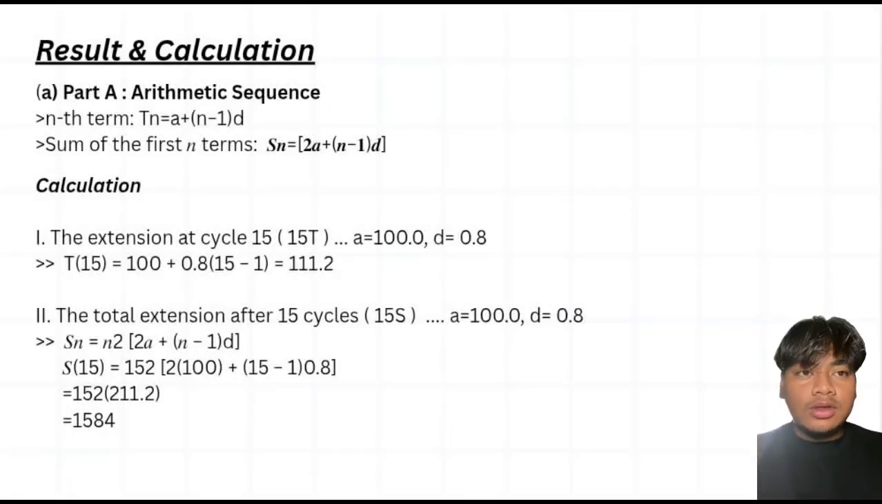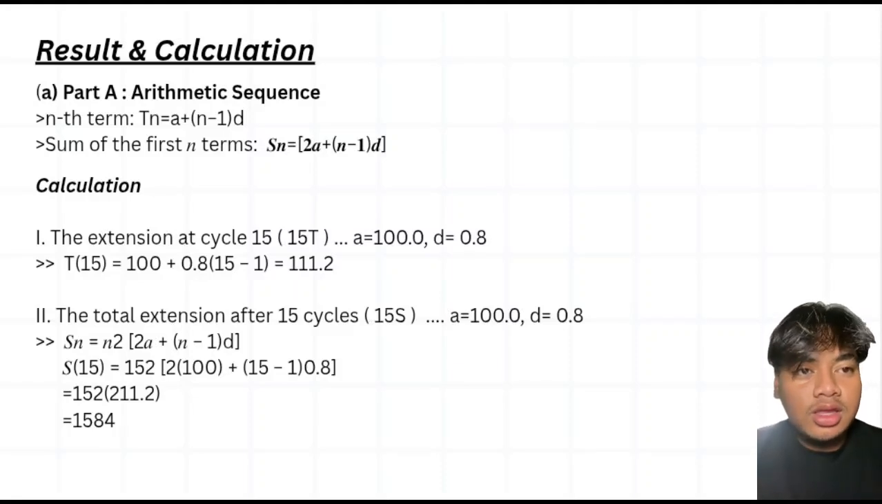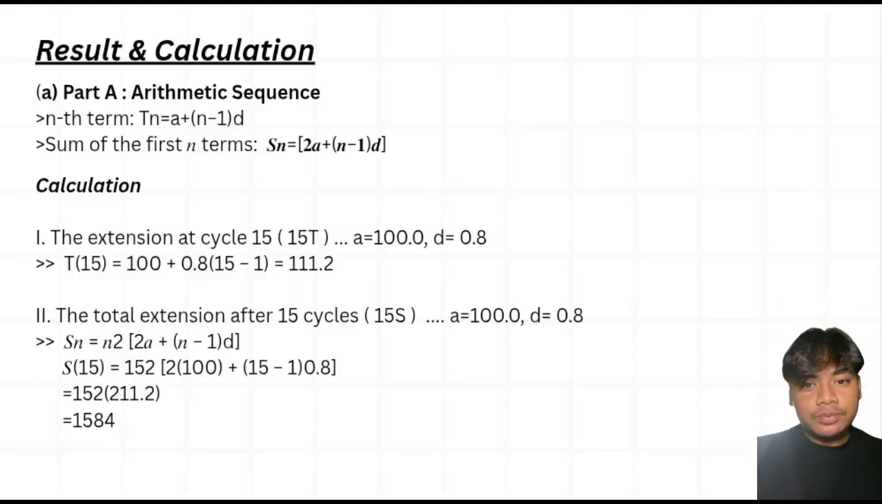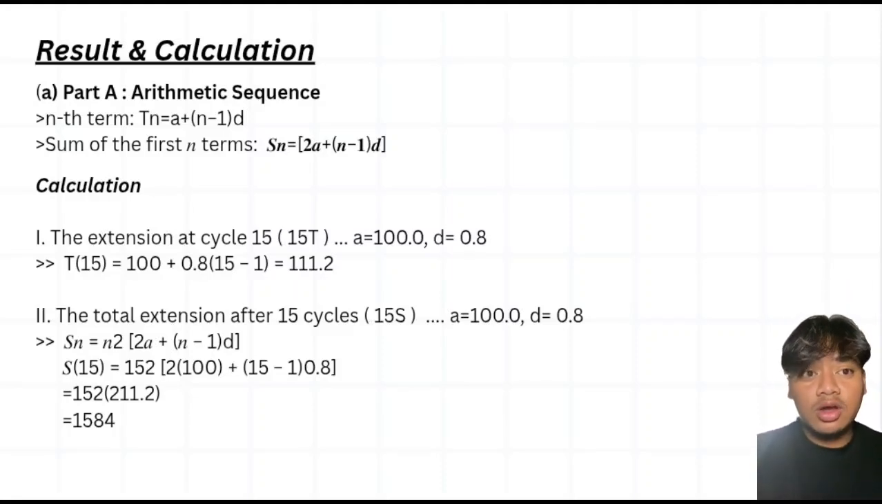So for results and calculation, for part A, arithmetic sequence, there is the nth term and the sum of the first n terms. The formula for the nth term is Tn equals a plus n minus 1 times d, where a is the first term, n is the number of terms, and d is the common difference. Then the formula for the sum of the first n terms is Sn equals n over 2 times 2a plus n minus 1 times d.